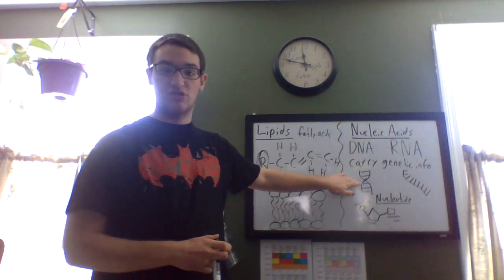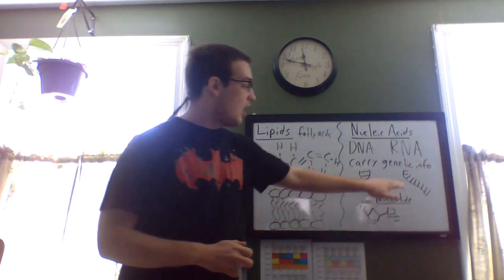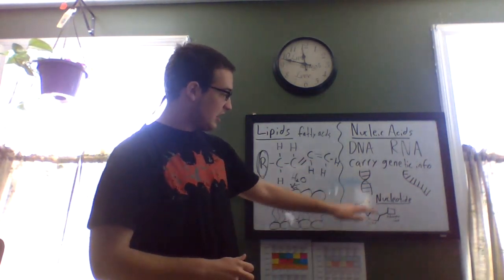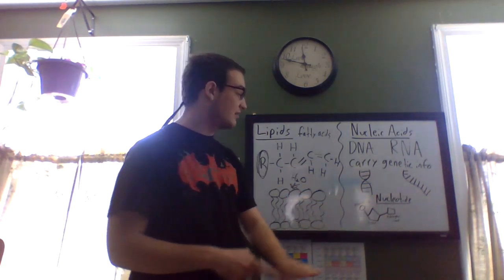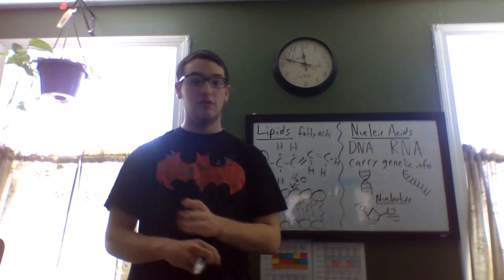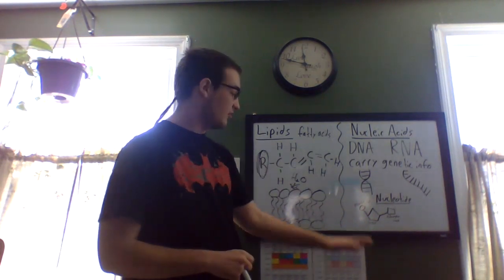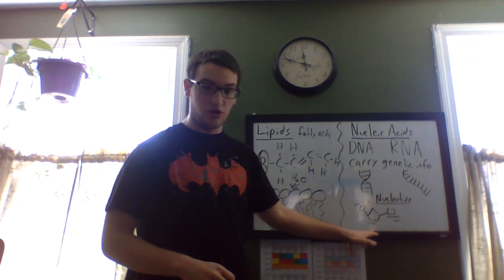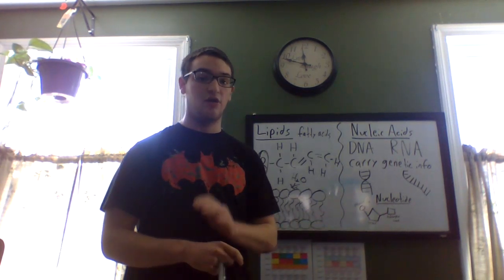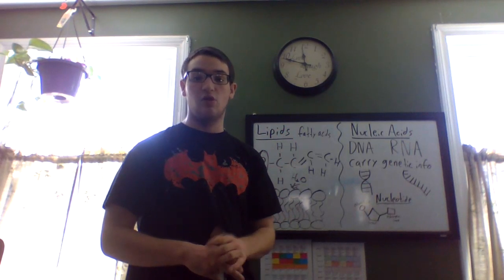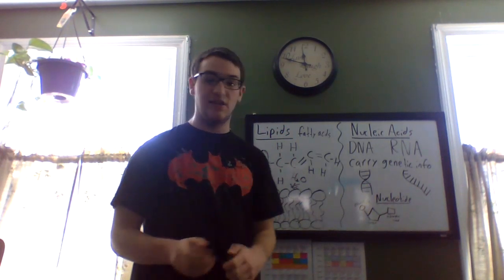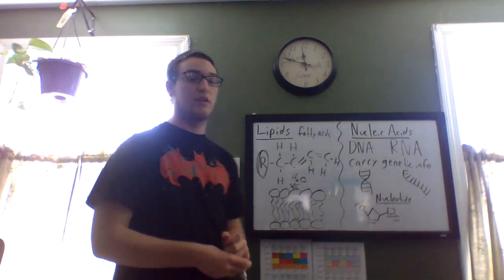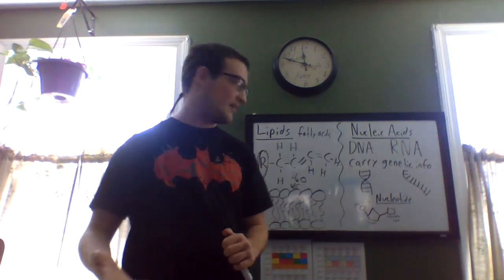Just your basic structure, DNA is double-stranded. RNA is single-stranded. DNA forms into a helix. Your monomer for nucleic acids is your nucleotide. And nucleotides are made up of 3 things. You have your phosphate group. You have your sugar, your 5-carbon sugar, which is either deoxyribose or ribose. In DNA, it is deoxyribose. That's where we get deoxyribonucleic acid from. And in RNA, it is ribonucleic acid.